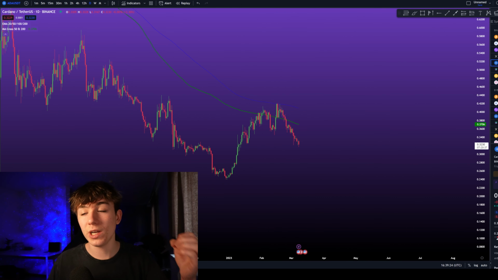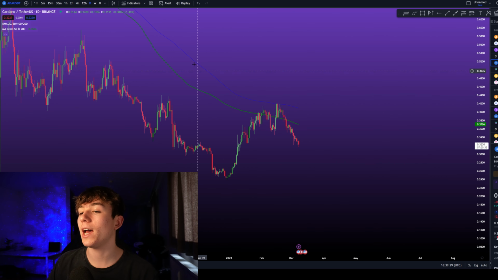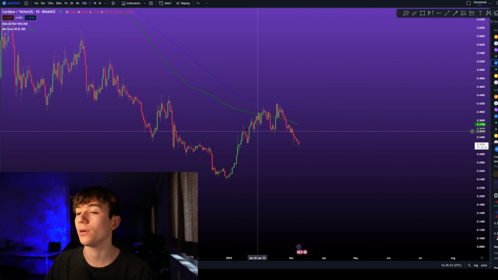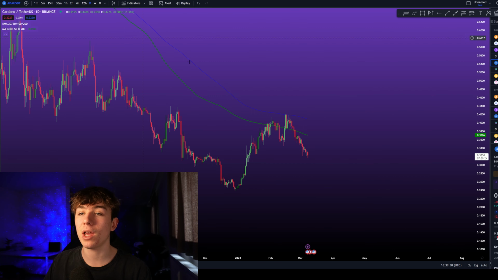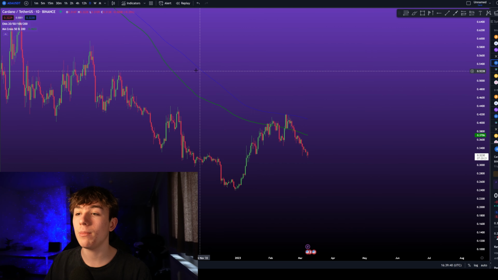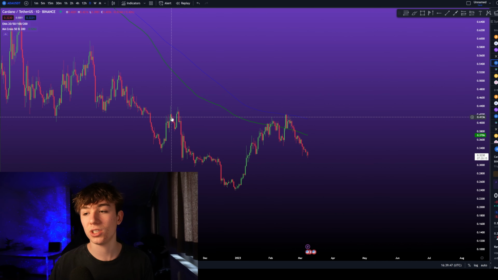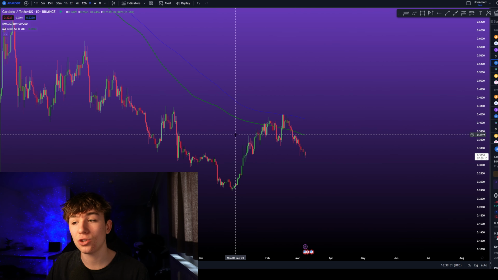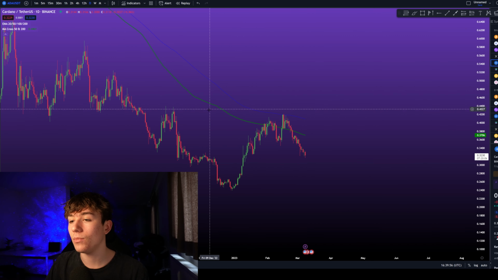And to make it really clear, I have the 200 MA, which is the green line, together with the 200 EMA, which is the blue line here. And as you can see, they both have the same length on the same time frame, so it should work the same. But we know that the exponential moving average gives more weight to recent momentum, recent price action. So what does it mean if the exponential moving average, the blue one, is above the normal one?